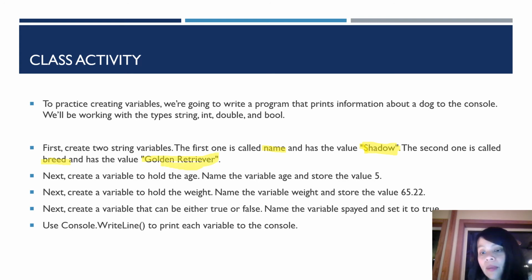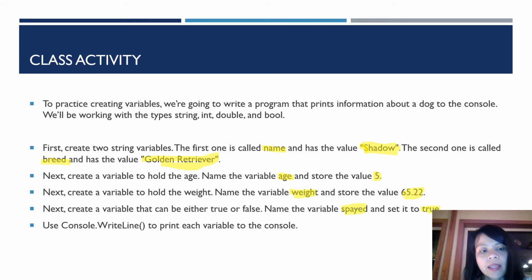Okay. So next I want you to create a variable to hold the age. Name the variable age, and then store the value as 5. Now think about what data type that's going to be, okay? Now next I want you to create a variable to hold the weight. So name the variable weight and then store the value 65.22. What data type is that going to be? Next, I want you to create a variable that can be either true or false. Okay, and then name that spayed and set it to be true.